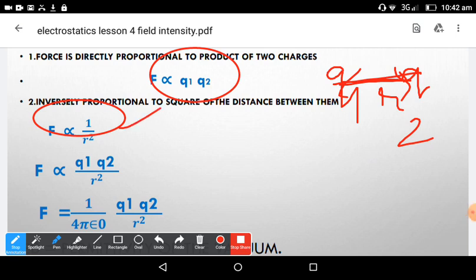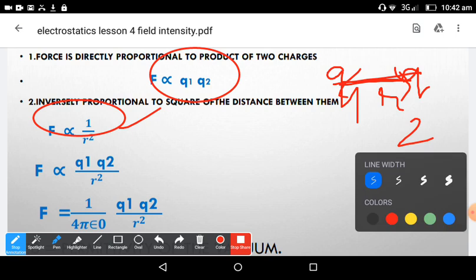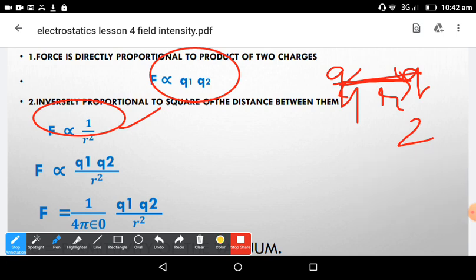So we combined these two equations. ఈ రెండు ఈక్వేషన్స్‌ని కంబైన్ చేస్తాం. When you combine these two equations, equation 1, this is equation 2, we can write this one. ఇది రాయొచ్చు మనం, F directly proportional to Q1, Q2 by R square. After combining this, then we remove the proportionality symbol.